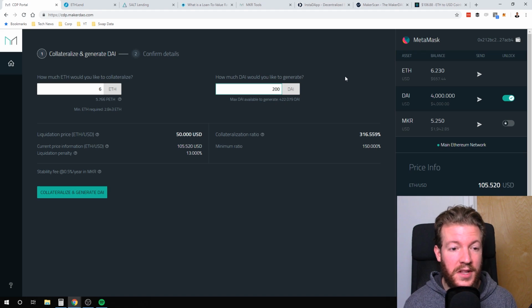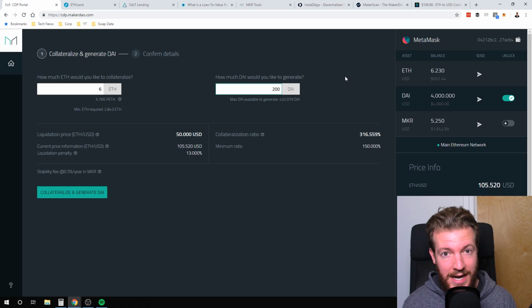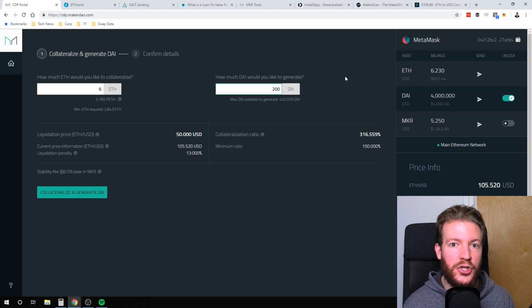Like I said before, if I think the price of Ethereum is going to go up, it's at $105 right now. I can take this 200 DAI and I can buy close to 2 Ethereum. Now, if Ethereum doubles or goes up, I can sell that Ethereum that I bought with my DAI, and I can take the difference, and that's straight profit. And then I can pay the initial DAI back.